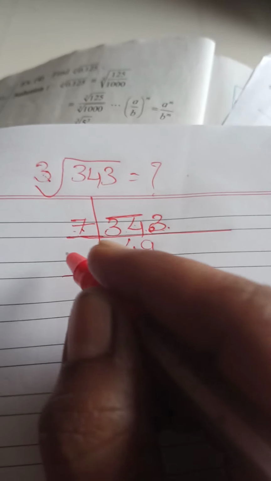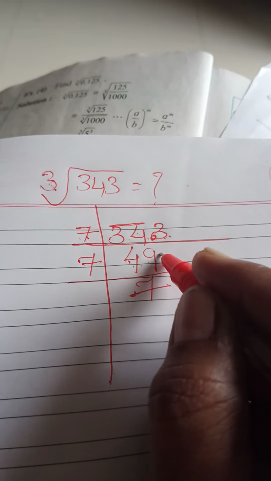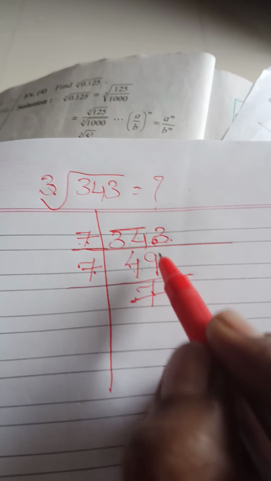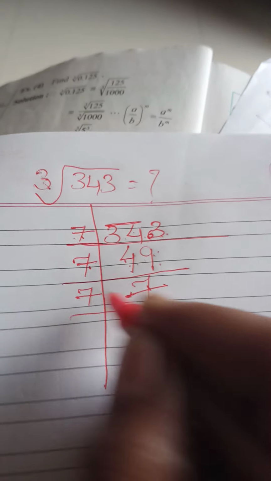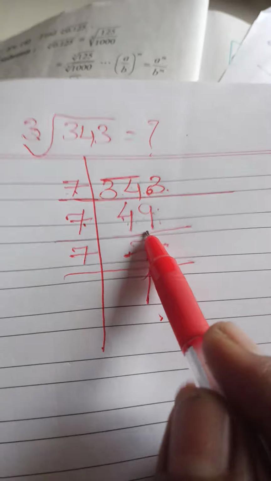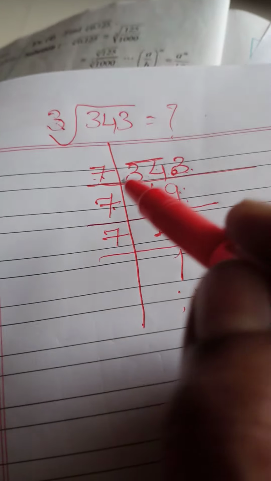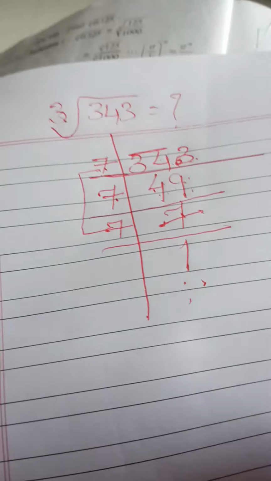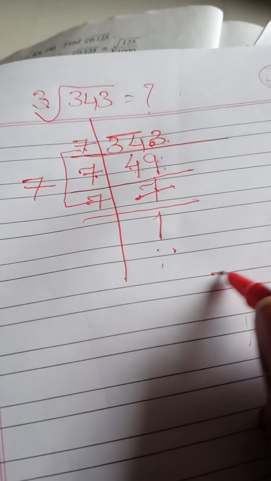Now 7 7s are 49. Again 7 1s are 7. Now I'm having 1, so your division completes. Now I'll take the numbers in a bunch of 3. I'll have only 7 here, so I'll take that number only once. So I'm having the number as only 7.